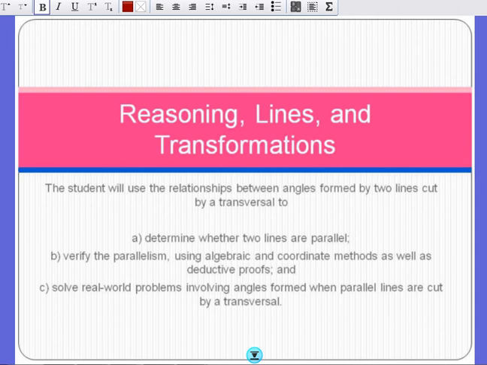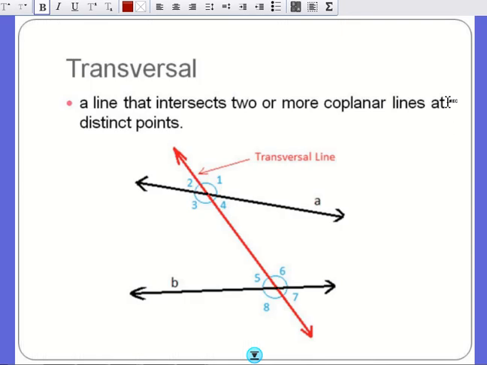So to get started, first let's write down the definition of a transversal. That is a line that intersects two or more coplanar lines at distinct points. The word coplanar just means that the lines are in the same plane. Now, we see that our transversal is that red line, and it's intersecting the two other lines at distinct points, creating 8 angles in this picture.